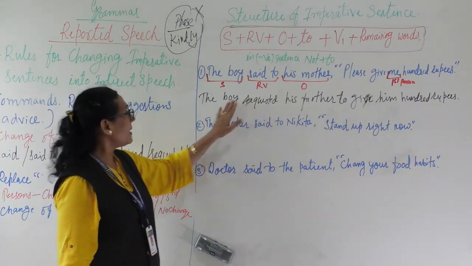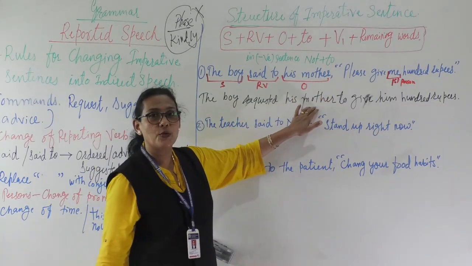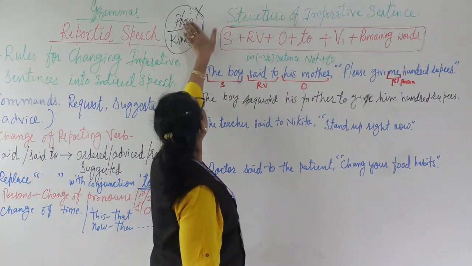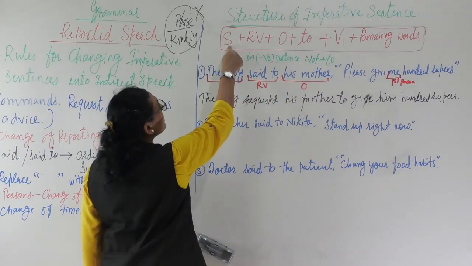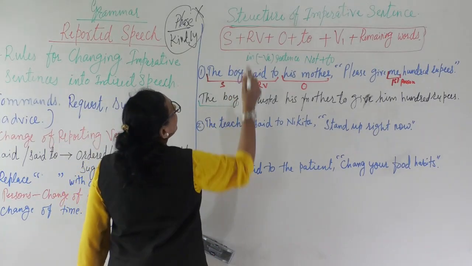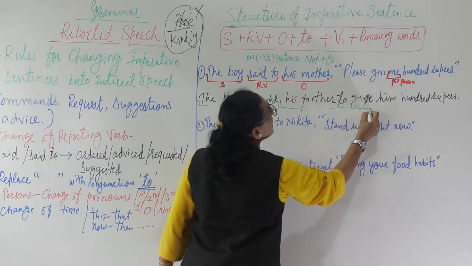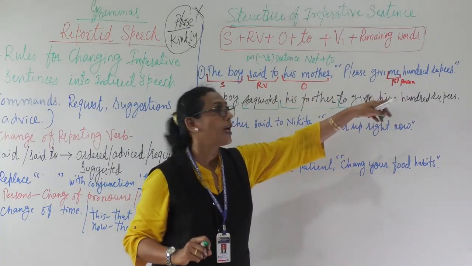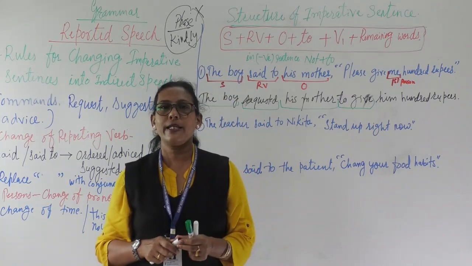Once again I will tell: the boy said to, requested will come. Then to his mother, as usual, remove the inverted commas we have used here, use to, and then please also, as I said, please and kindly, cut that. So we cut that, to give. Here is a subject, pay attention to the structure: subject is there, reporting verb is there, object is there, to plus infinitive form, V1 form is give, and the remaining words, him, me we have changed, and the remaining words are 100 rupees. It's so easy, dear children, but you need practice for this.